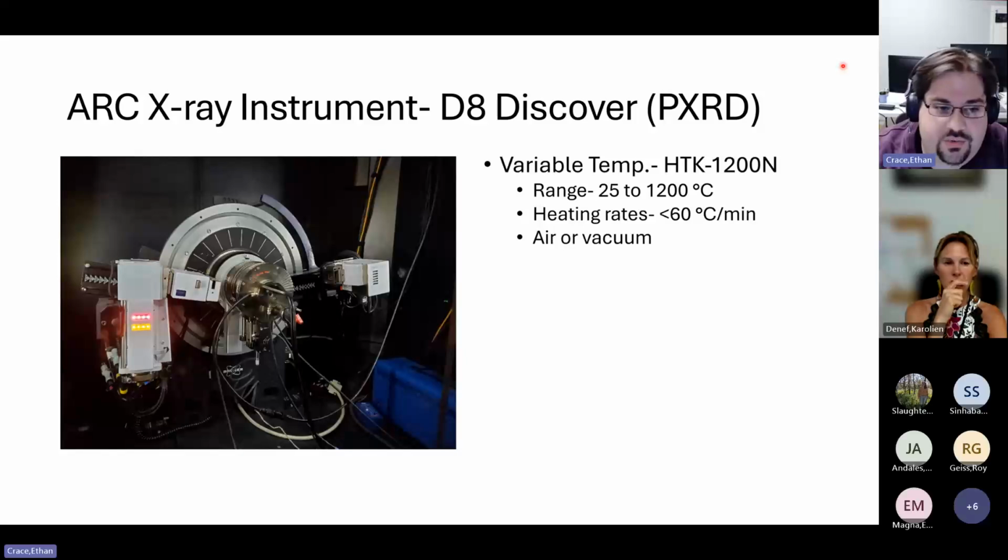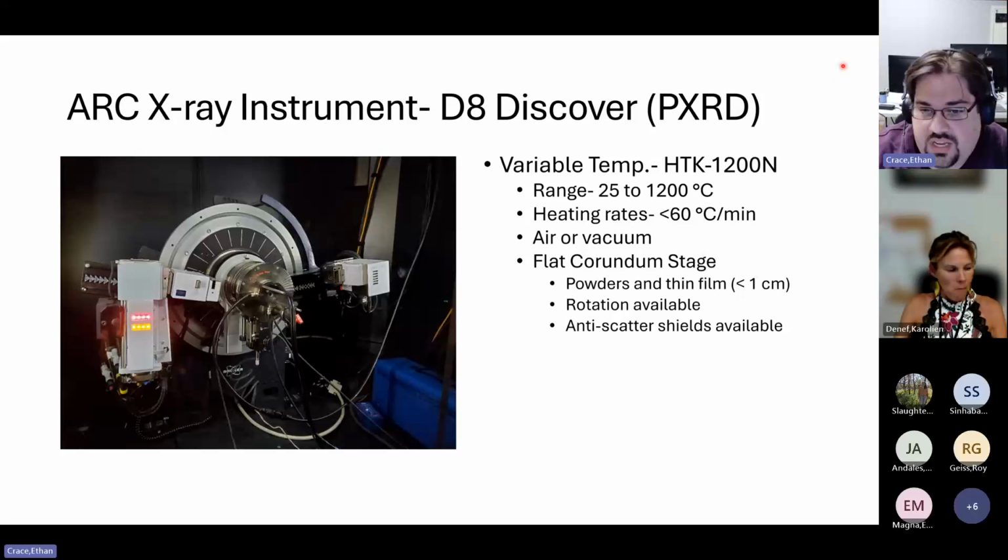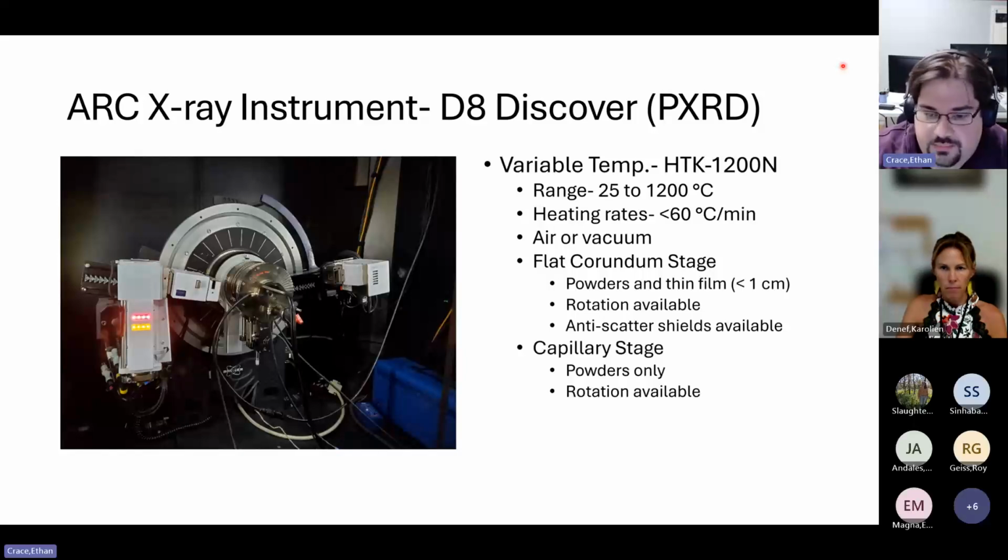The other big stage for this instrument is our variable temperature stage. So this stage only does heating, but it can go from room temperature up to 1200 C with heating rates of up to 60 Celsius per minute. The stage can be operated in air or vacuum. There's two ways that you can mount samples. There's a corundum stage where you can put powders or thin films down as long as the thin films are small enough. Again, you can rotate samples. There are anti-scatter shields if you need them. The other way that you can use this sample stage is you can also fill a capillary with powder and you can place it into the instrument to do transmission measurements if you like.